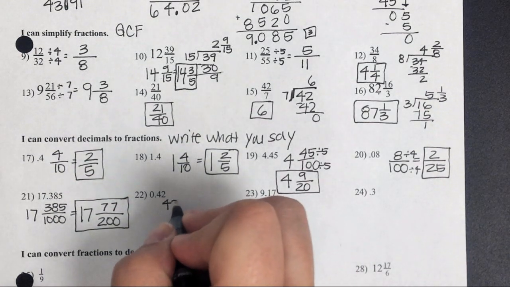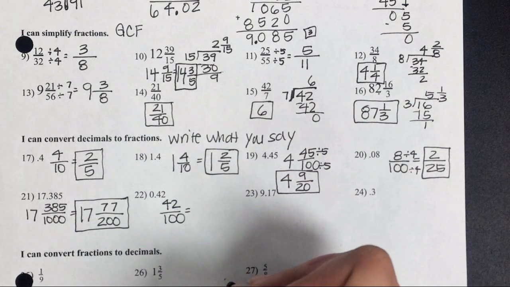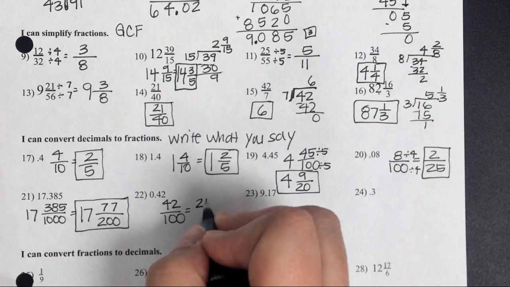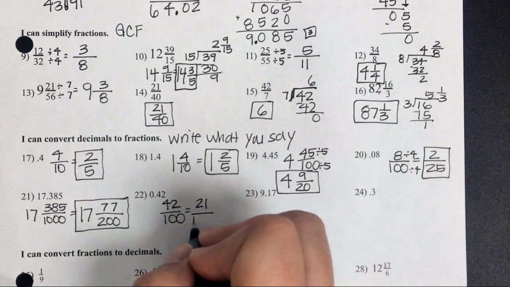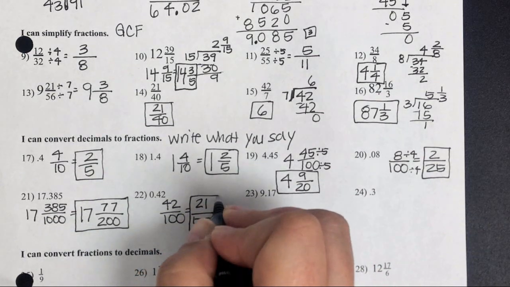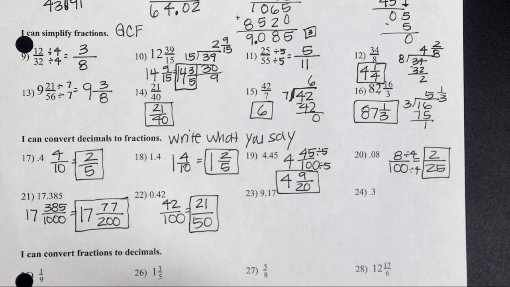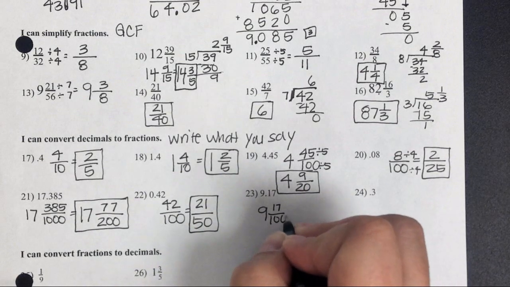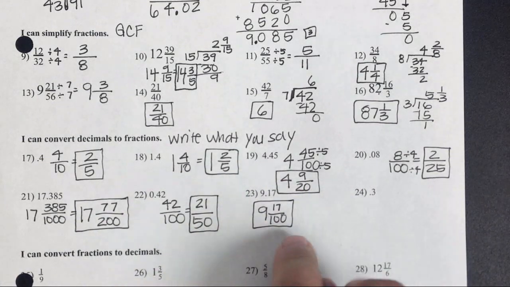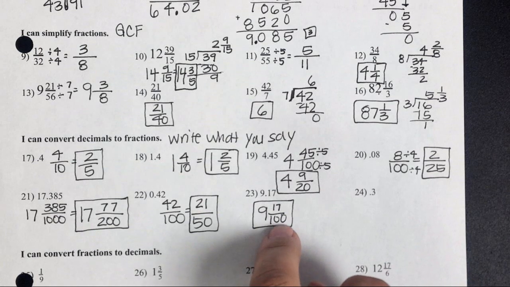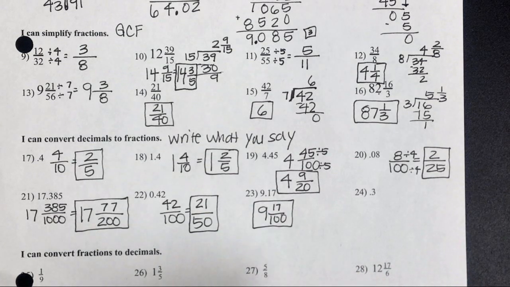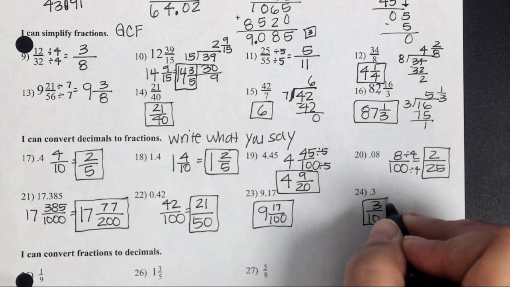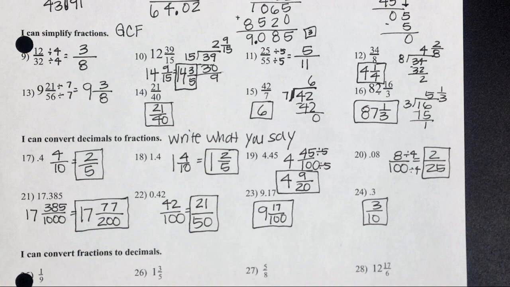Okay, number 22. This is 42 hundredths. They're both even. If I divide 42 by 2, I'm going to get 21. And if I divide 100 by 2, I get 50. And they don't have a greatest common factor greater than 1. Okay, 9 and 17 hundredths. 17 is a prime number, so unless your denominator was a multiple of 17, we can't simplify that one. And then number 24, this will be 3/10, and the same thing, 3 is prime, and our denominator would have to be a multiple of that.